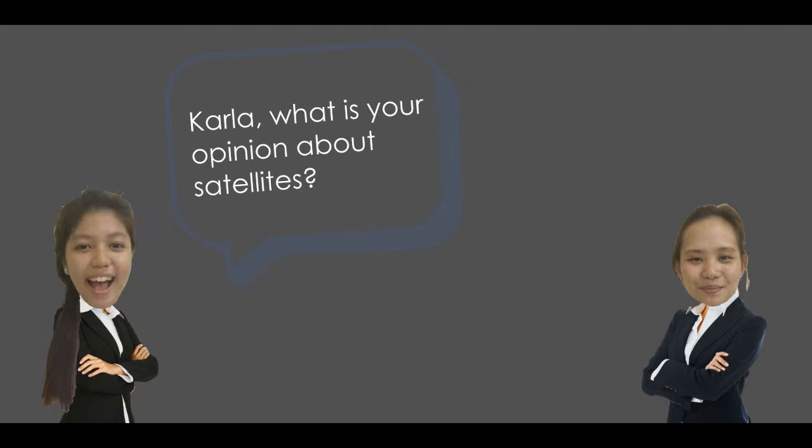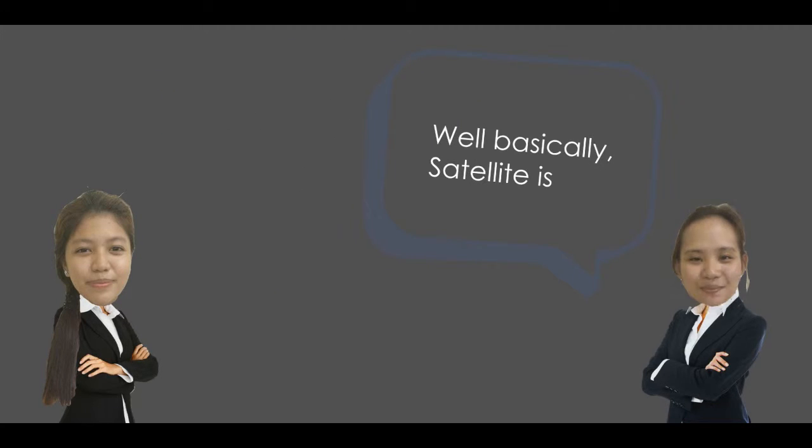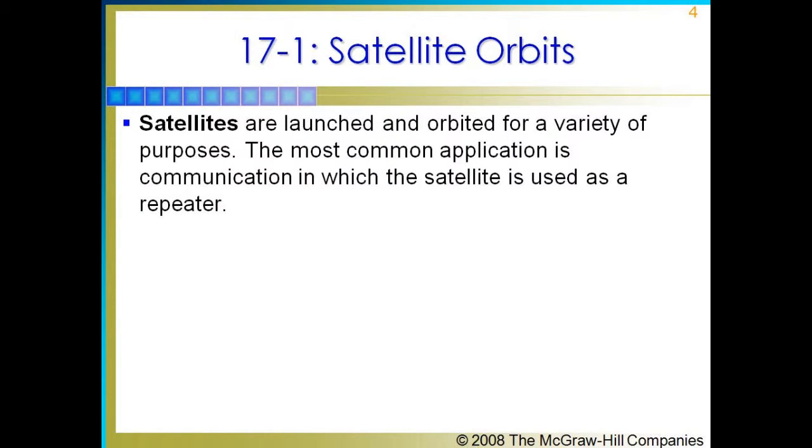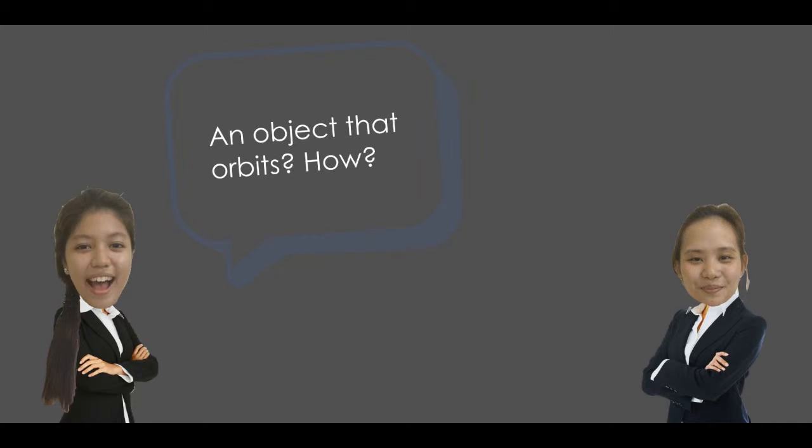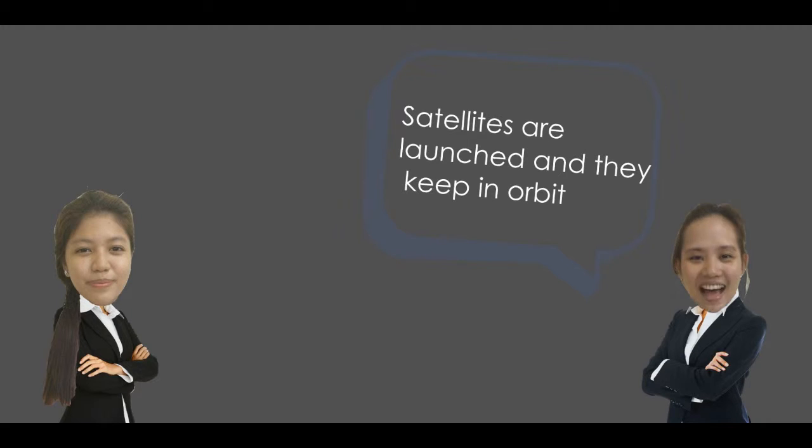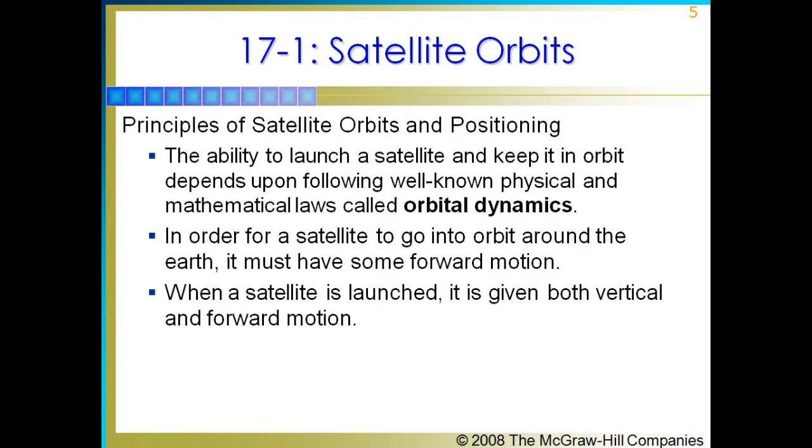Karla, what is your opinion about satellite? Well, basically, a satellite is a physical object that orbits or rotates about some celestial body. An object that orbits? How? Satellites are launched and they keep in orbit depending upon a physical and mathematical law called orbital dynamics.